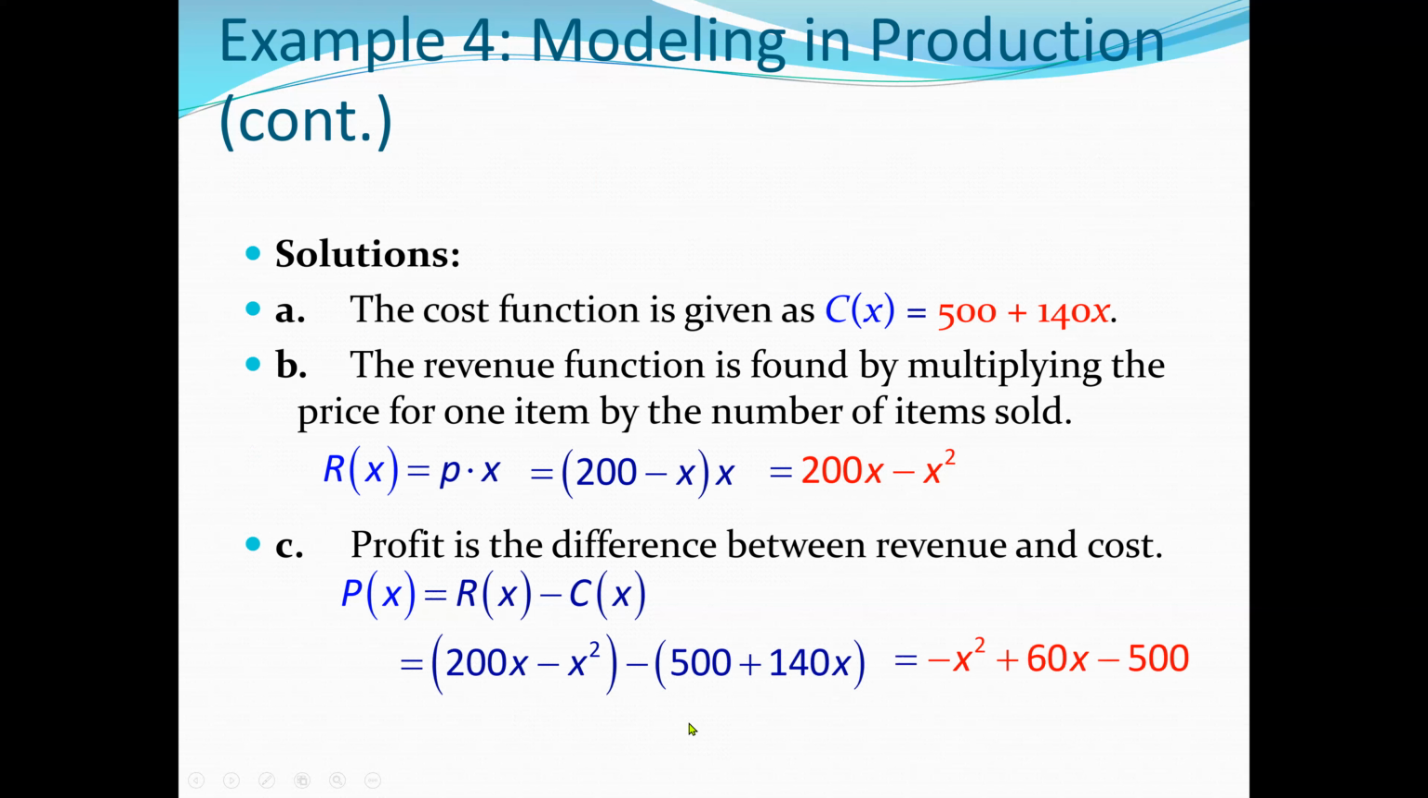We open the parentheses and we combine the like terms. Our final solution will be minus X squared plus 60X minus 500. So we can see here minus X squared, then minus 500, minus 140X. Minus 140X with plus 200X will give me positive 60X. So we have 60X. Then we have minus X squared by itself. And also we have minus 500 by itself.